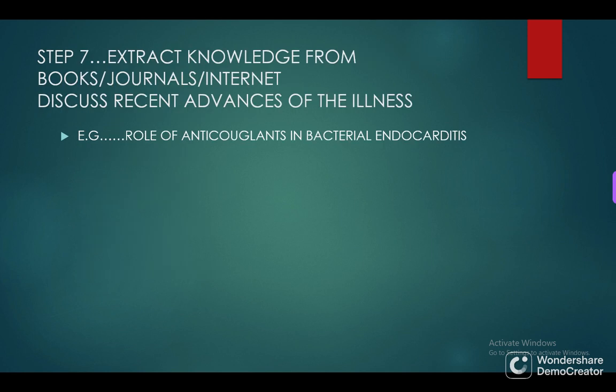Step 7, extract knowledge from the books, journals, internet, discuss recent advances of the illness. For example, the role of anticoagulant in bacterial endocarditis: it should not be given. If you give the anticoagulant, it will break up and become small emboli, and there will be pulmonary embolism. If there is a pressing indication, you can give TPA. You will read this from the books, not from me.